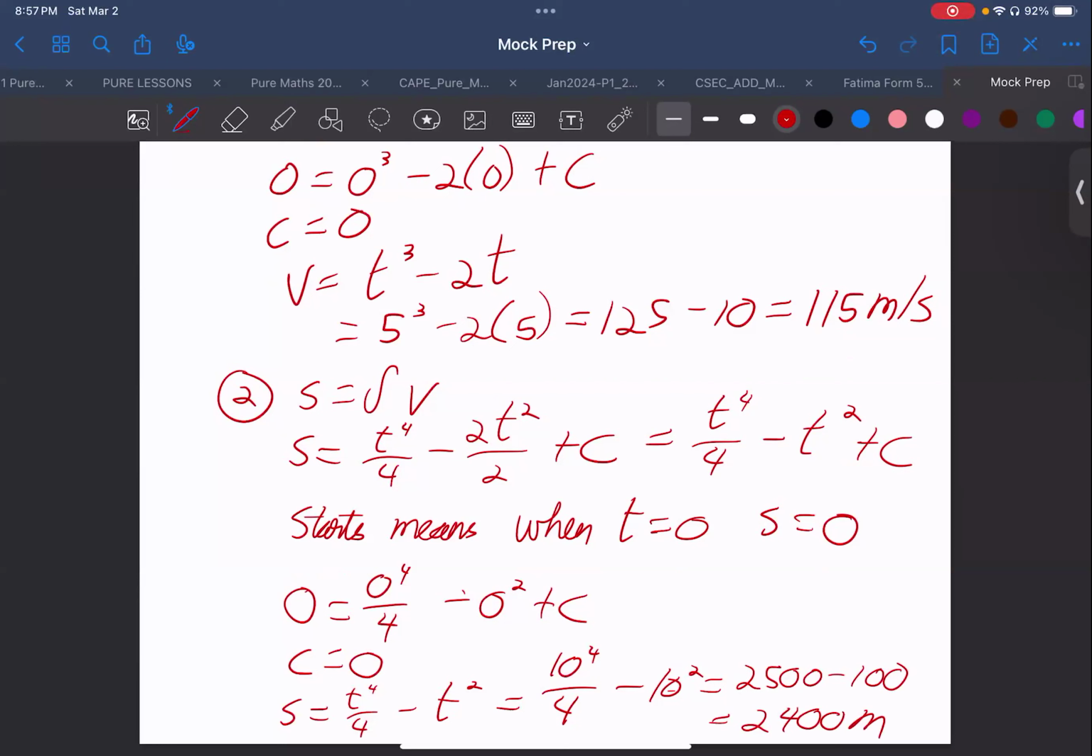This is the type of question I expect. They'll give you a displacement equation and you have to differentiate, or they give you an acceleration equation and you have to integrate. Okay.